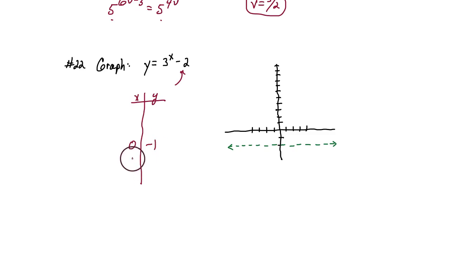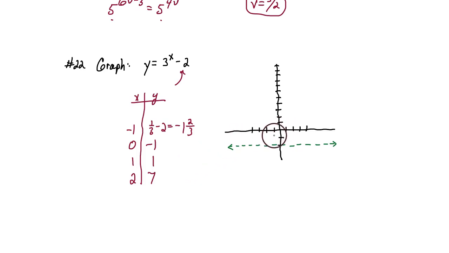What about when x is 1? 3 to the 1 is 3. 3 take away 2 is 1. What about when x is 2? 3 to the 2 is 9. 9 take away 2 is 7. Let's do a -1 for x. 3 to the -1 is 1/3. 1/3 take away 2 makes -1 and 2/3. This is probably enough to graph.